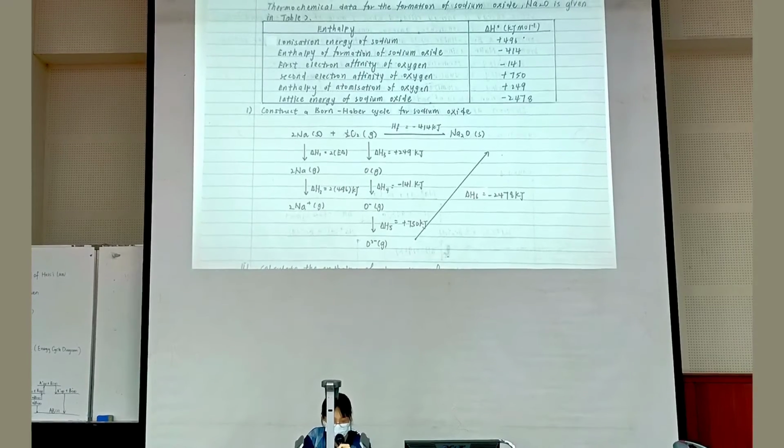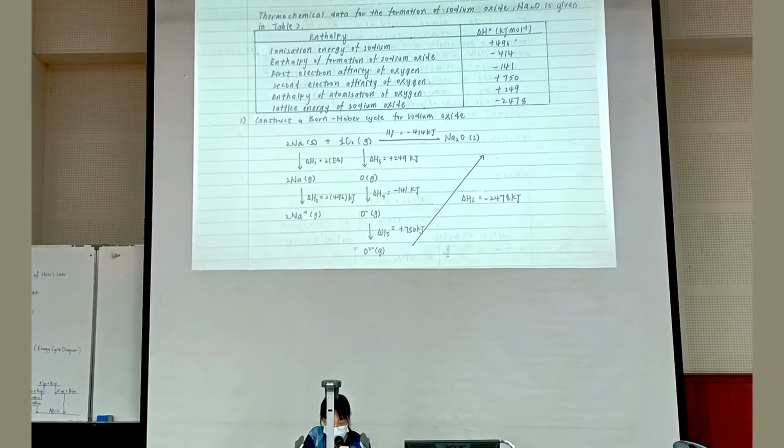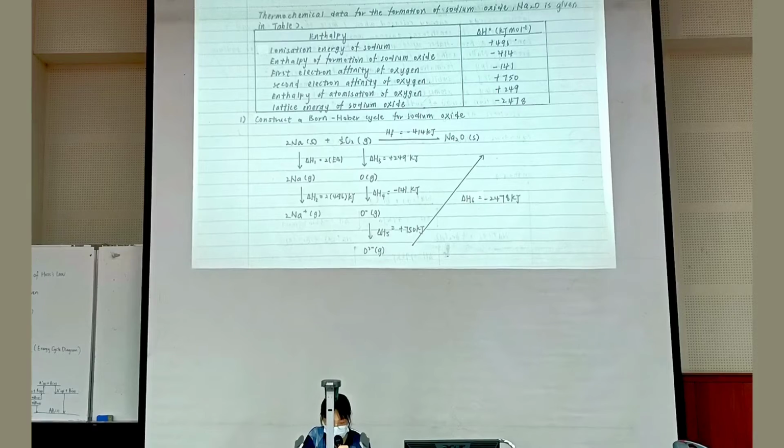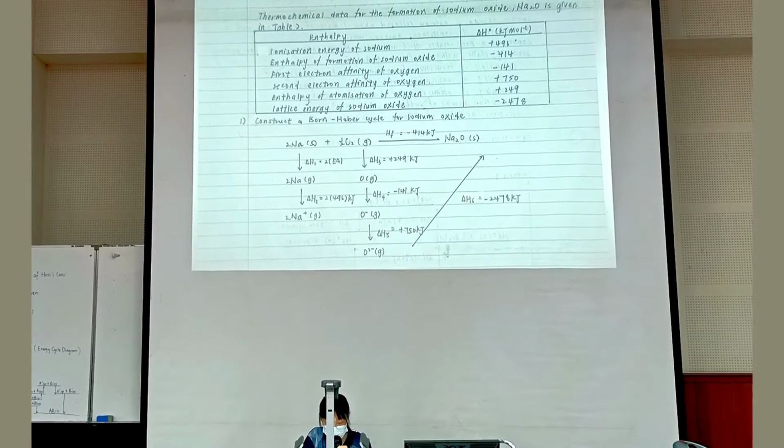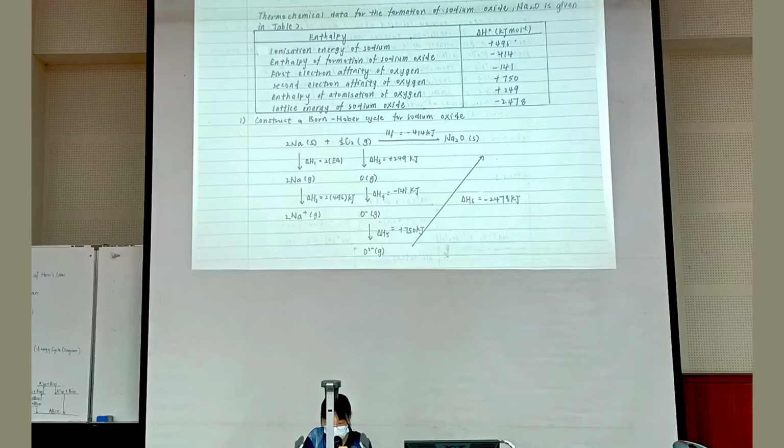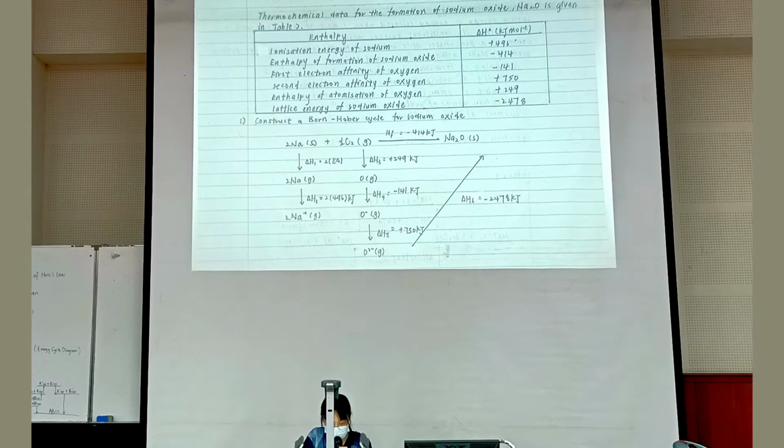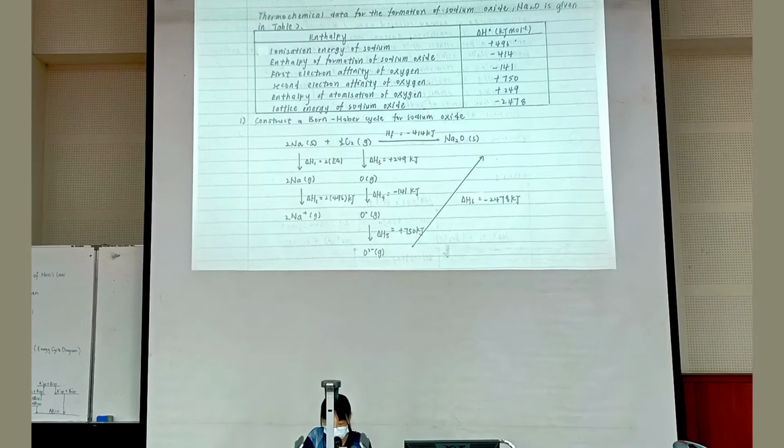The question is, thermochemical data for the formation of sodium oxide is given in Table 2. So this is the information given by the question. Ionization energy of sodium is positive 496. Enthalpy of formation of sodium oxide is negative 414. First electron affinity of oxygen is negative 141. Second electron affinity of oxygen is positive 750. Enthalpy of atomization of oxygen is positive 249. Lattice energy of sodium oxide is negative 2478.